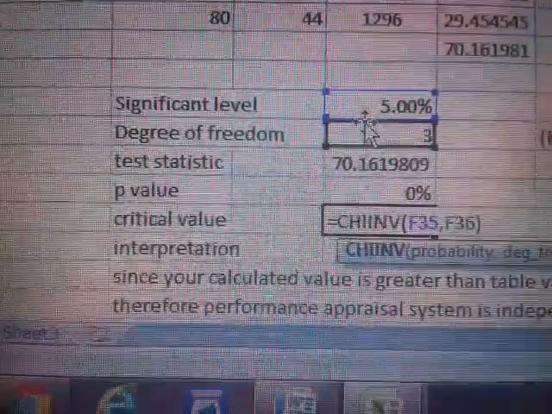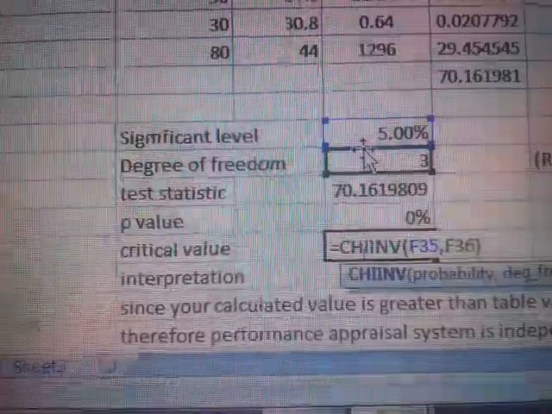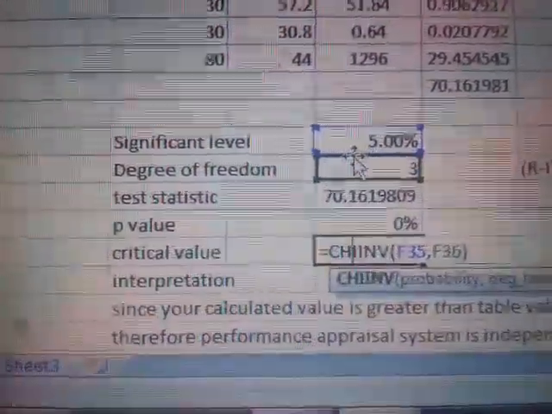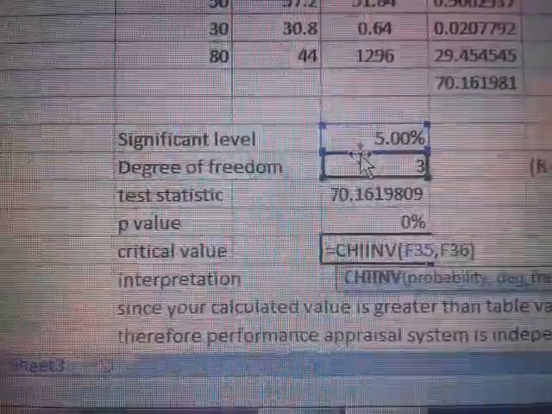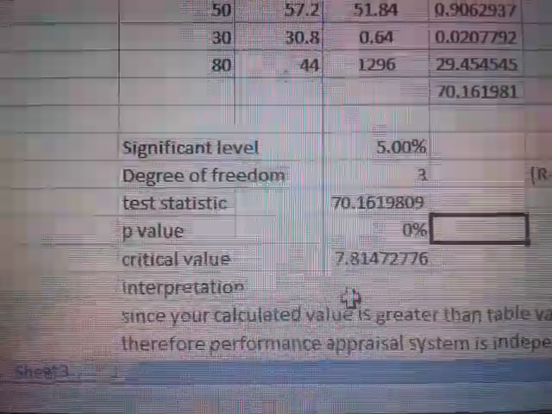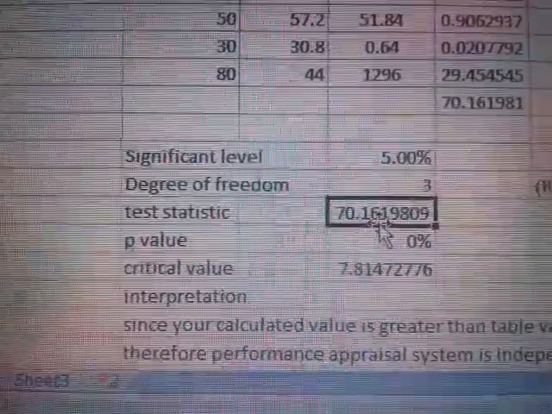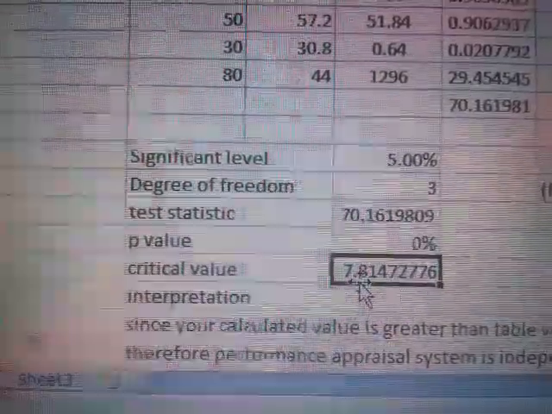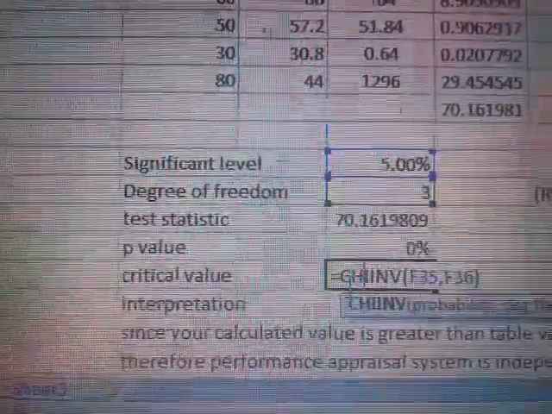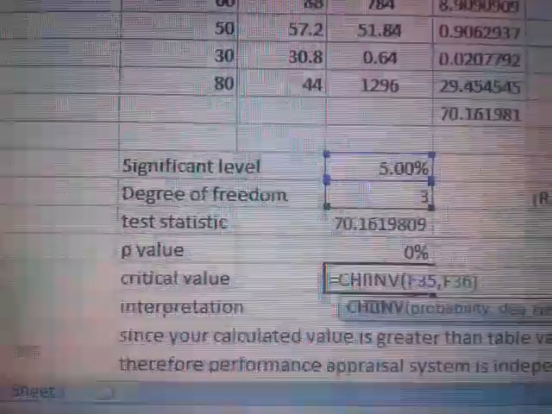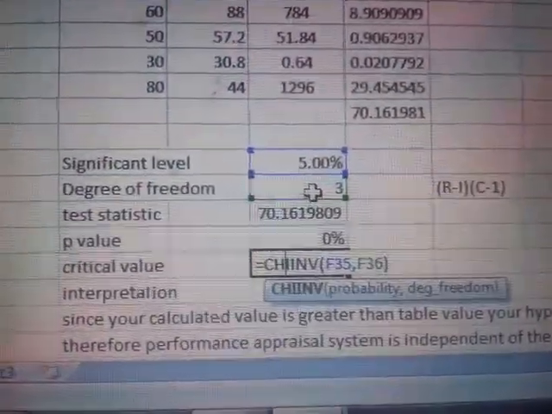Otherwise you can go to your textbook. In any statistical book you can find the chi-square table on the last page. There you take your degree of freedom 3 corresponding to 5% level of significance, and you will get your table value, that is 7.81. So your calculated value is 70.16 and your table value is 7.81. Otherwise you can use the formula CHIINV, open bracket, significance, comma, degree of freedom, and you will get the table value.